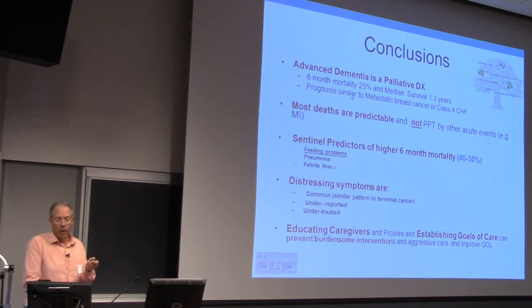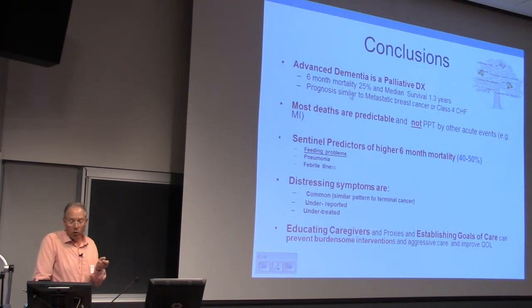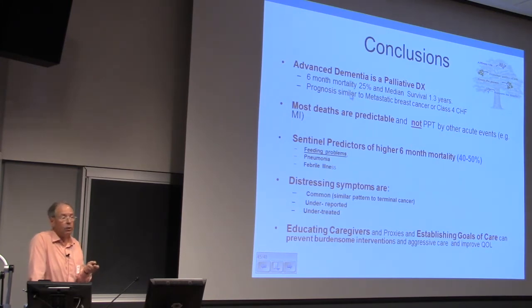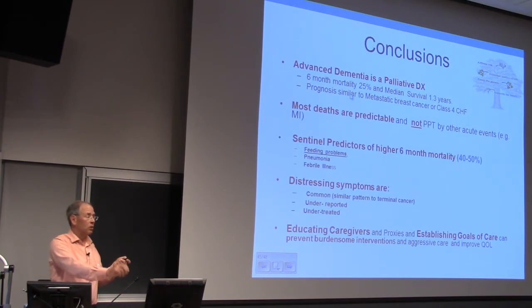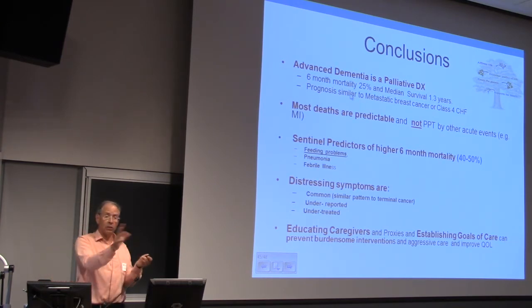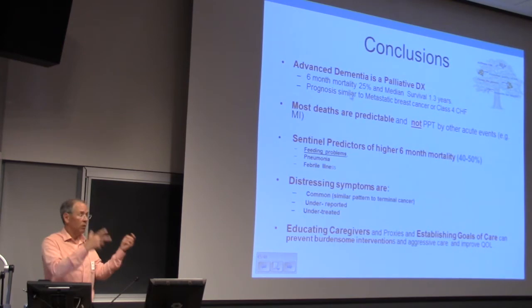Distressing symptoms are common in this condition. They're underreported and they're undertreated. And if you take the time and speak with caregivers, educate the caregivers and their proxies, establish goals of care of people. What do they want? You can prevent these burdensome interventions and aggressive care, and you can improve people's quality of life all around the table. The patients, the residents, their families, the staff, so everyone isn't running and jumping.